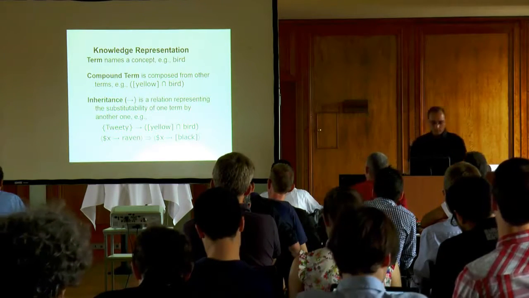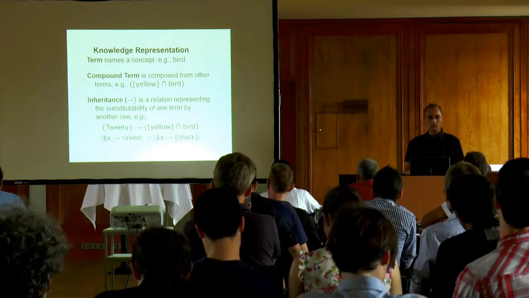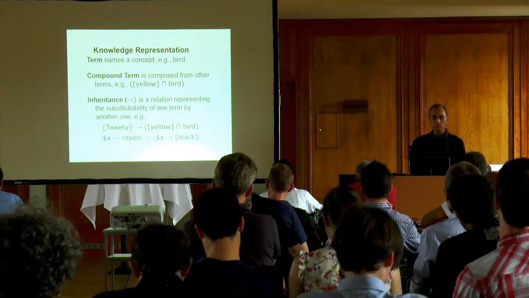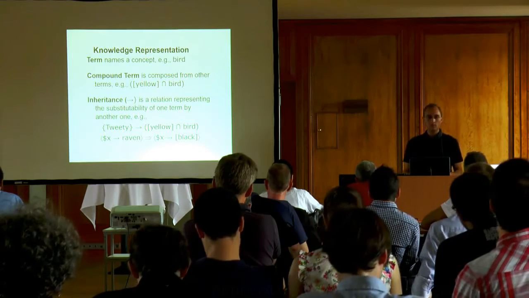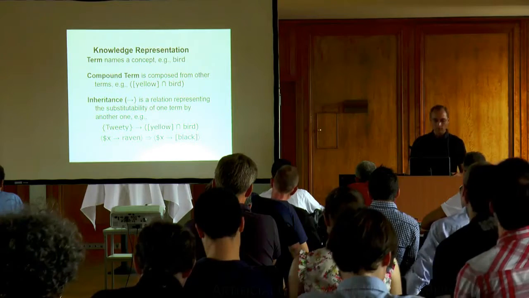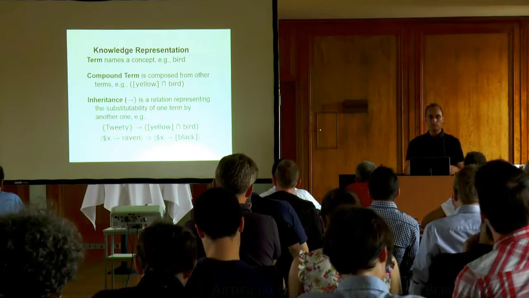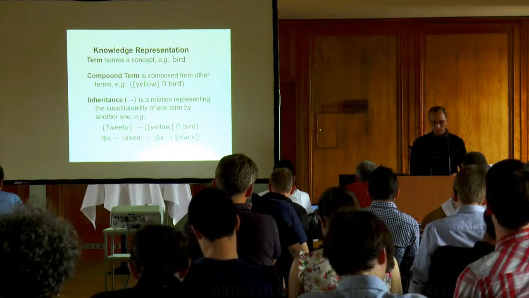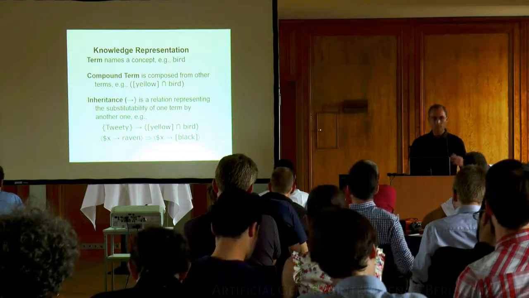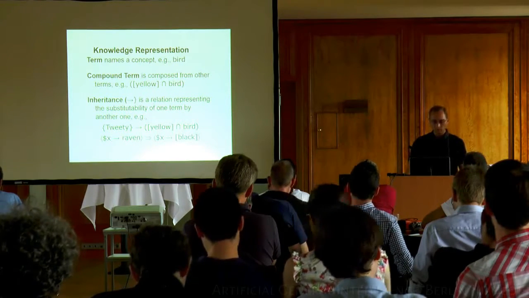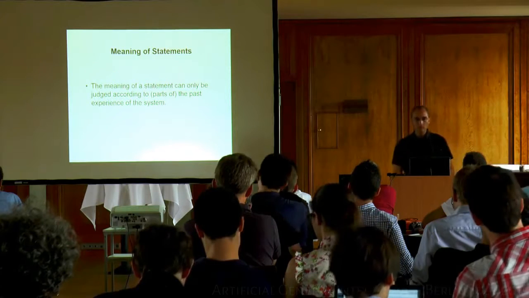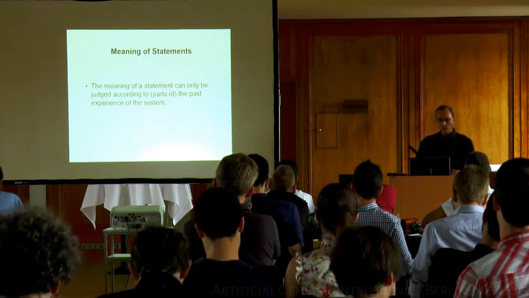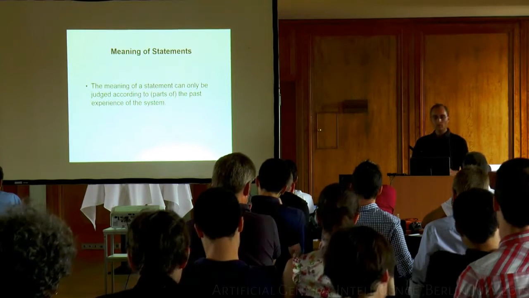But at first, I need to talk about the knowledge representation. There can be terms in NARS, and terms can be composed into compound terms to denote, for example, a yellow bird. This example I gave already in the last presentation. So compound terms let the system describe certain things by composing other terms together.